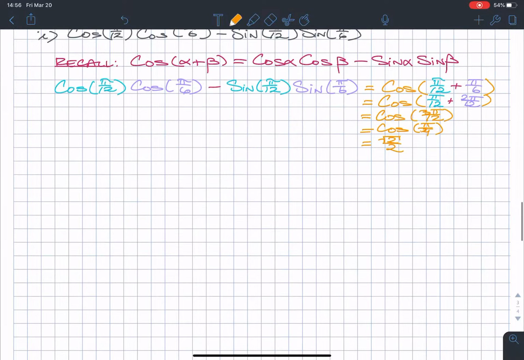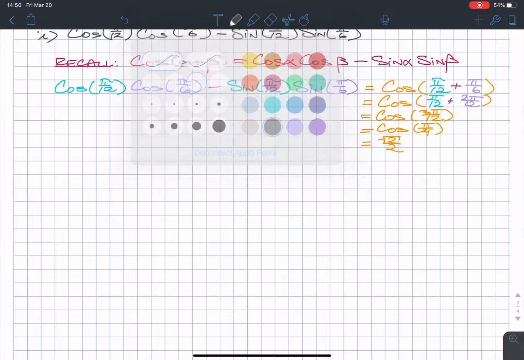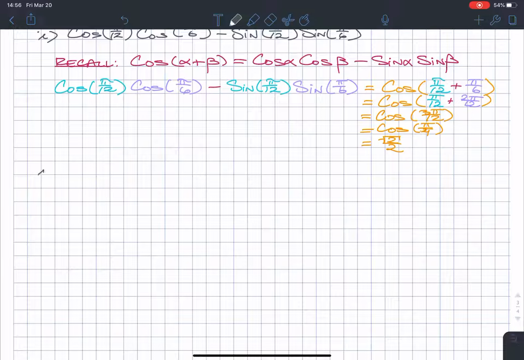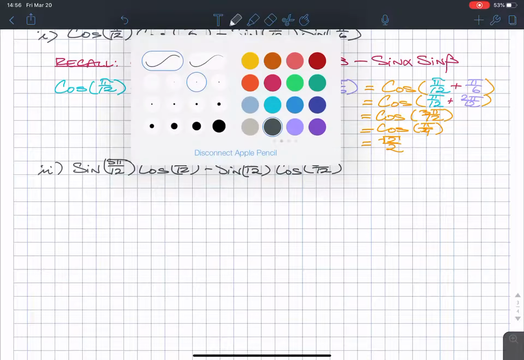Okay, so let's do another one using the sum and difference formulas. So number 2, let's say we're given sine of 5 pi over 12 and cosine of pi over 12, and then minus sine of pi over 12 cosine of 5 pi over 12. Okay, so let's recall.